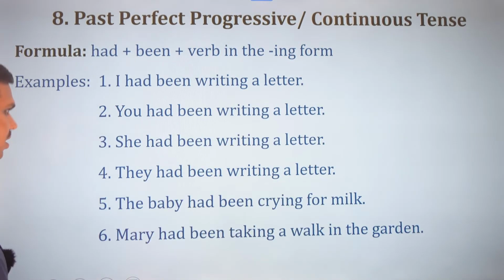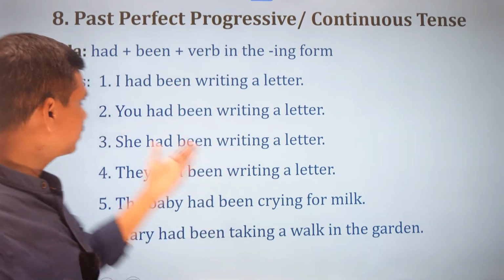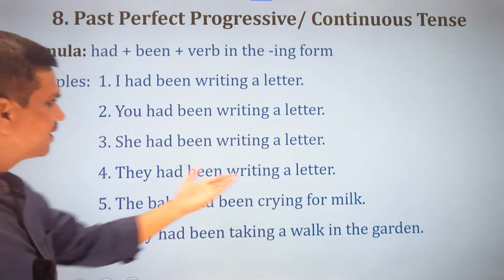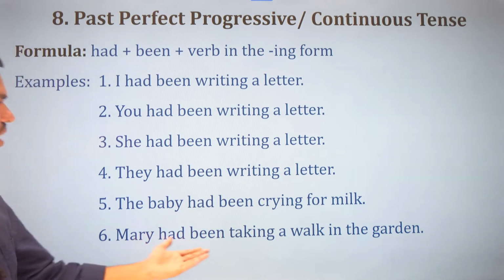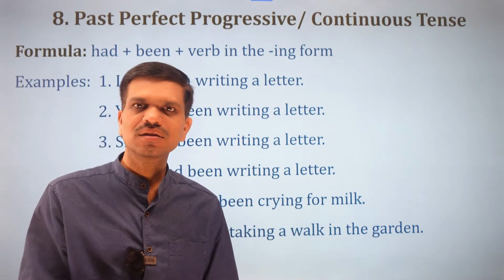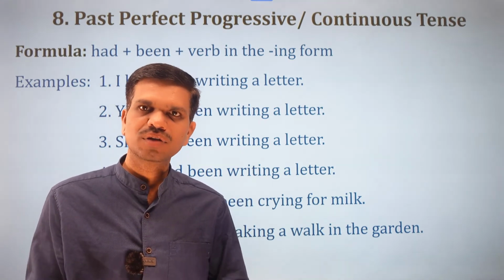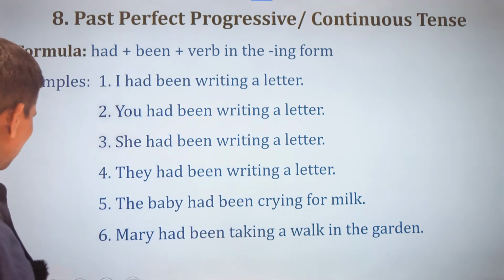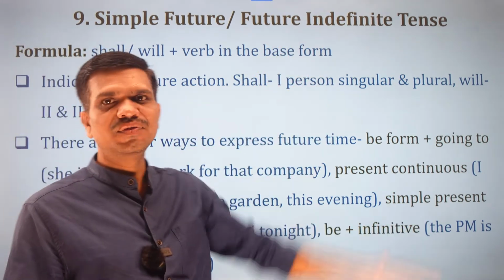Let's see the same example. I had been writing a letter, distant past, right? You had been writing a letter, she had been writing a letter, they had been writing a letter, the baby had been crying for milk, and Mary had been taking a walk in the garden. So form all the sentence types based on this formula, so that you can clear your idea of tense, how it is used. Next, simple future or future indefinite tense.